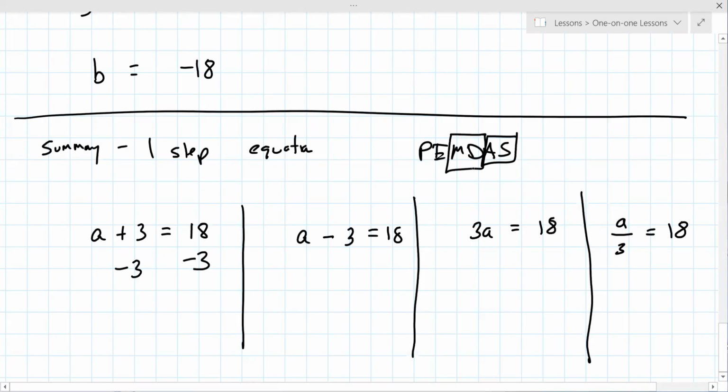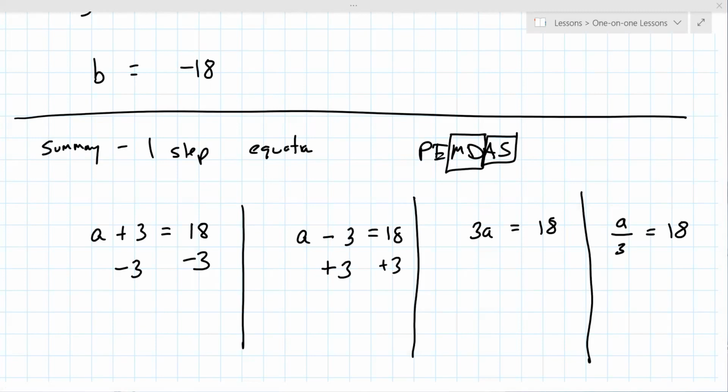Now subtraction, how do you undo subtraction? What math operation? You would add 3. So you undo a subtraction with addition. This is the summary before we can go into two steps, because this has to be clear.